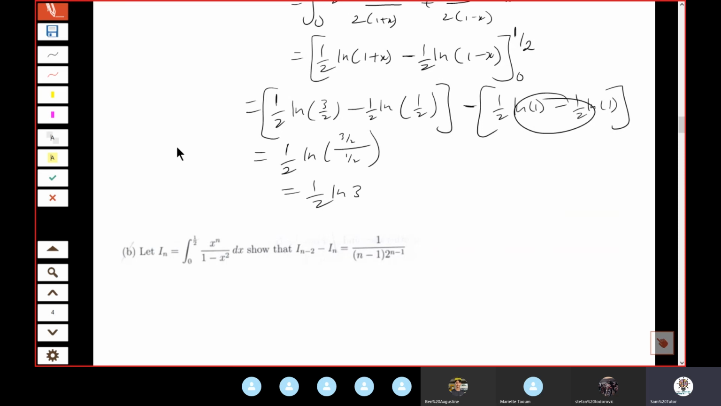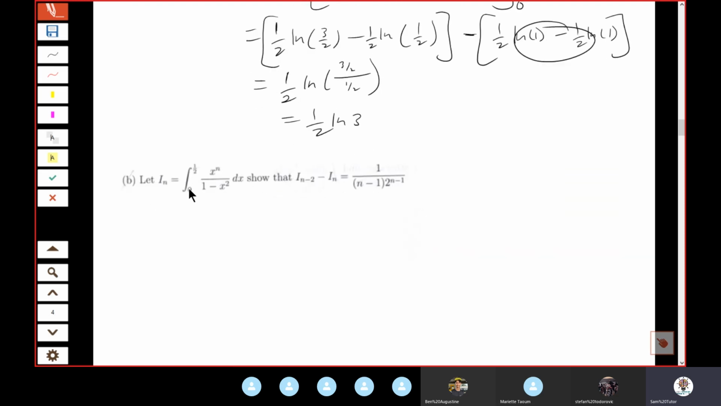So, I N equals this. Show that I N minus 2 minus I n is equal to this. Okay. Let me recall how to finish this one off. So I N equals the integral from 0 to a half of x to the n on, dx.